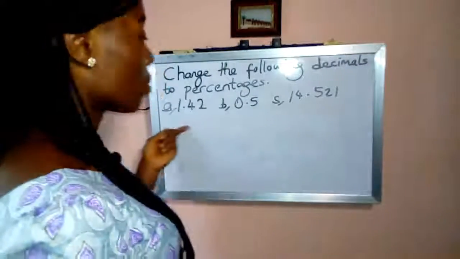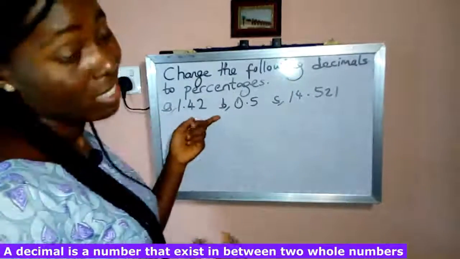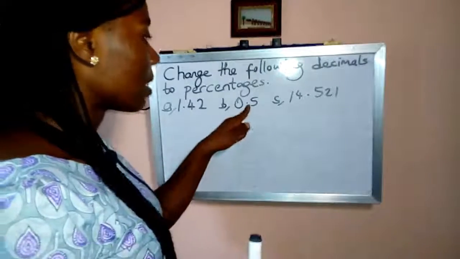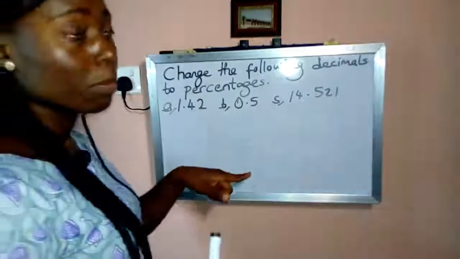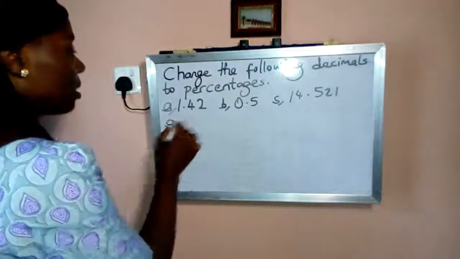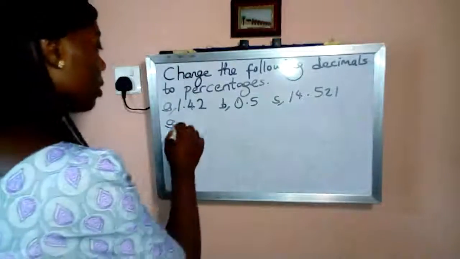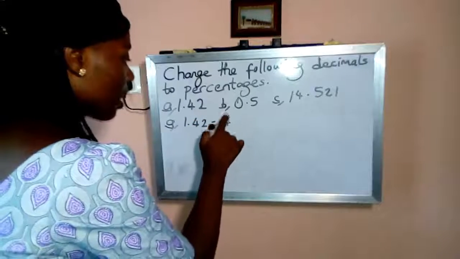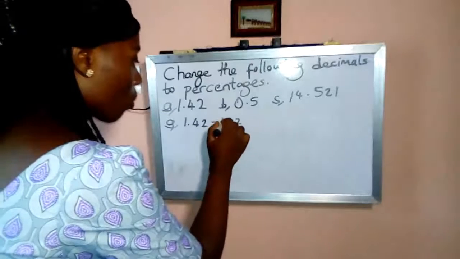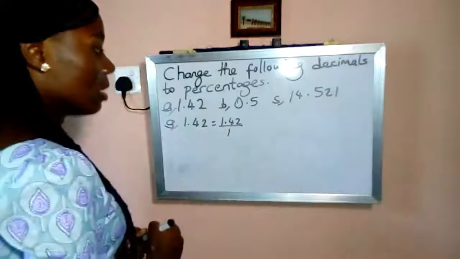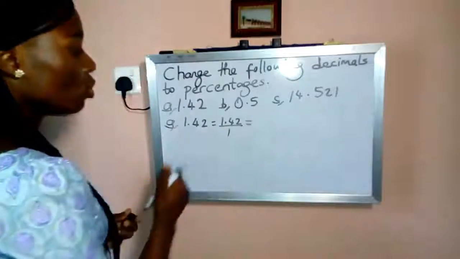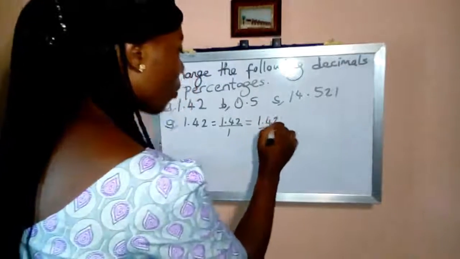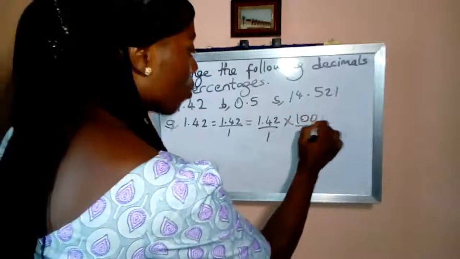Remember when we're talking about decimals, we said a decimal is a number that exists in between two whole numbers. And how do you identify them? By these decimal points in the middle of them. Now, changing this to a percentage, the first method you can do is simply writing it out again, 1.42 over 1. Then the next thing you do is you multiply both the numerator and the denominator by 100. So we have 1.42 over 1 times 100 over 100.